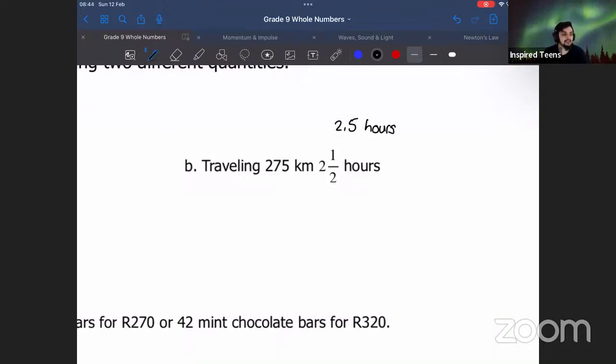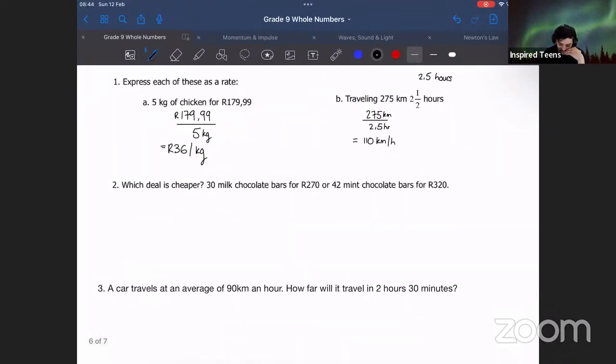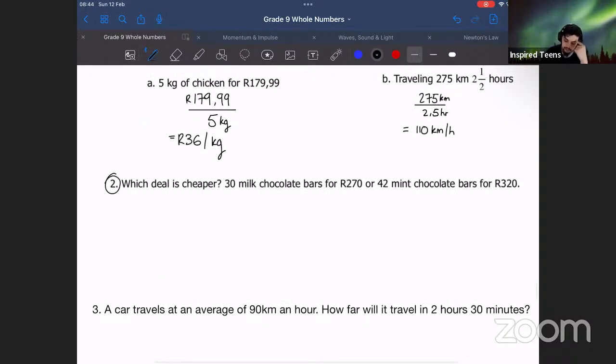If we want to express how many kilometers we are traveling in 1 hour, we would need to take 275 and divide it by that 2.5. That's going to tell us exactly how much. Remember, it's kilometers per hour. Then if you want to get our average speed, it's going to be 110 kilometers per hour. You guys can try this example on your own time.